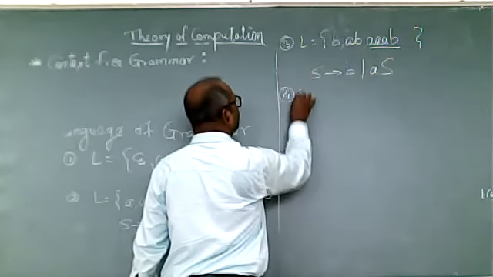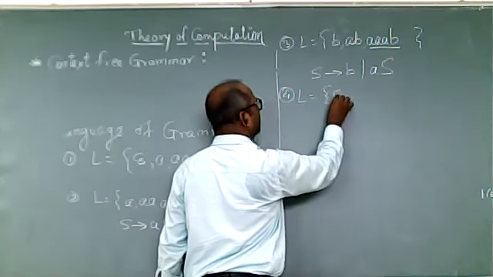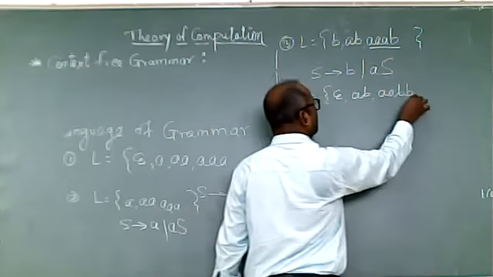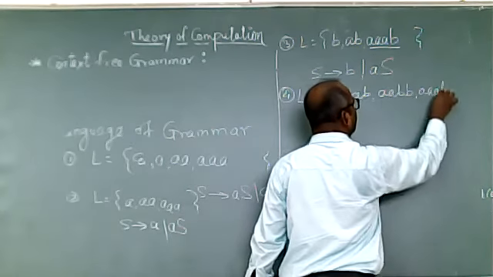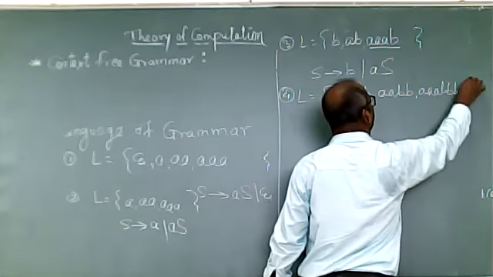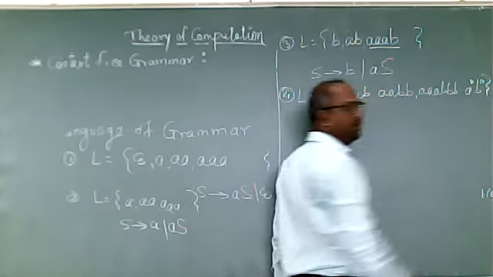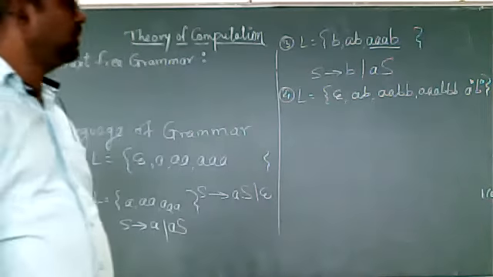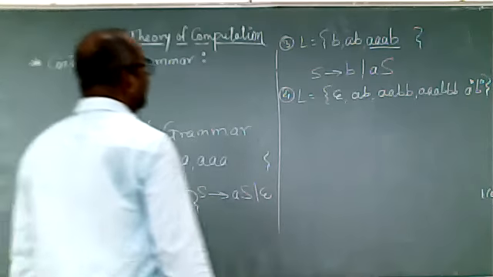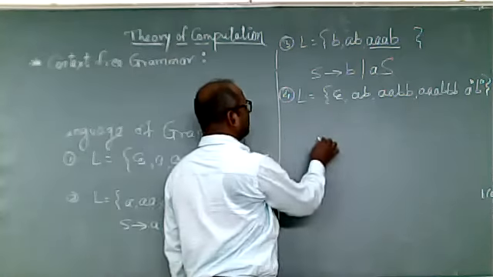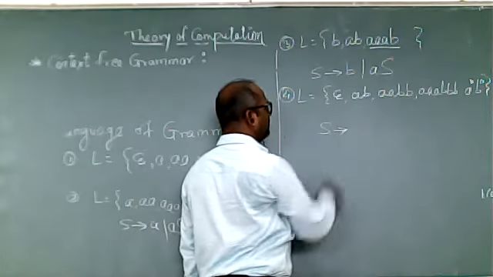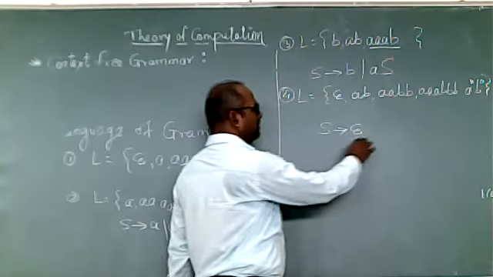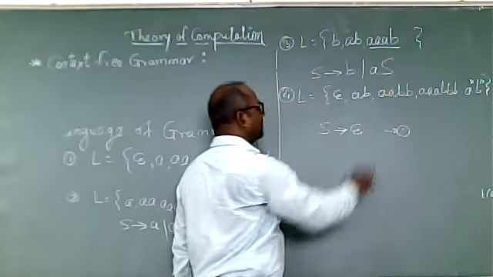Now the next language. If I am saying L equal to epsilon, AB, AABB, AAABBB, like this, A raised to N, B raised to N. So this is the language. Now what will be the grammar for this? It is starting with epsilon. If I am taking the starting symbol as S, then the first production will be S produces epsilon, to get this language.